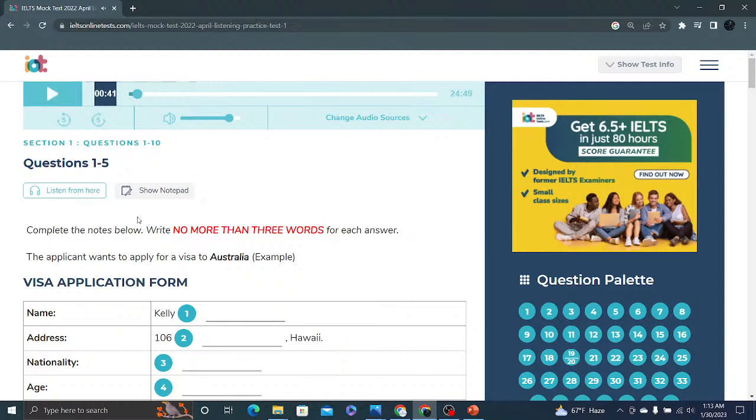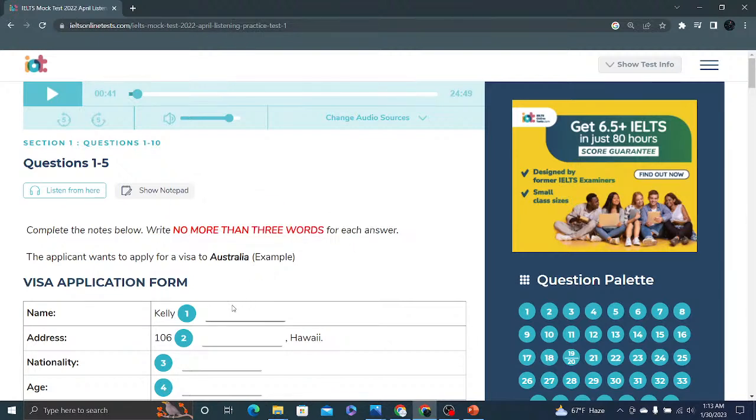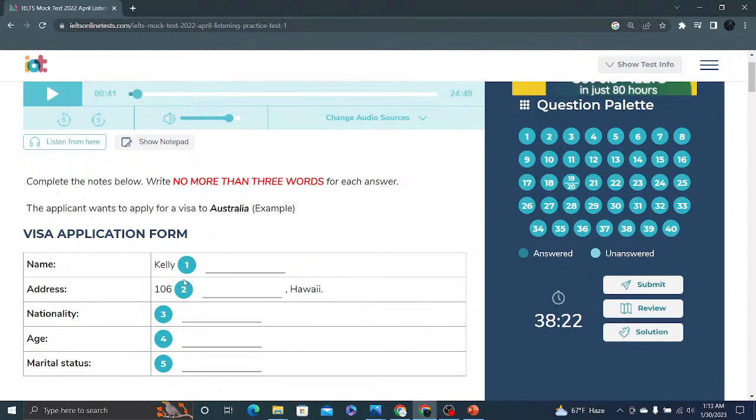Okay, so I hope you got the instruction and here's another instruction to follow. Okay, so no more than 3 words for each answer. Okay, so we are allowed to write 3 words for each answer. Okay, let's start it. Visa application form, name, let's highlight this one, and first name is Kelly and maybe we are going to listen to it for last name or surname. Okay, let's listen to it. Section 1.